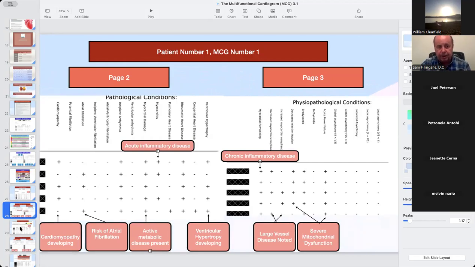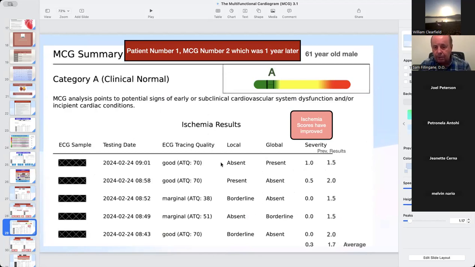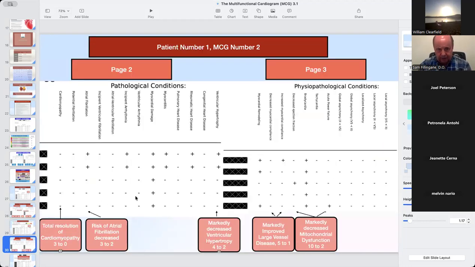Now this patient gets retested at another meeting a little over a year later. This was the original results. This is the results on the second test. You see our numbers went down significantly, 1.5 to 1, 2.0 to 0.5. Now we got 3 zeros. So the average score on the first test was 1.7. The average score on the second test was 0.3. When we start to look to see the changes, we can see the changes were substantial.